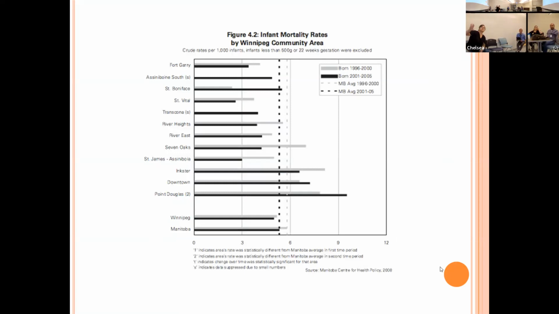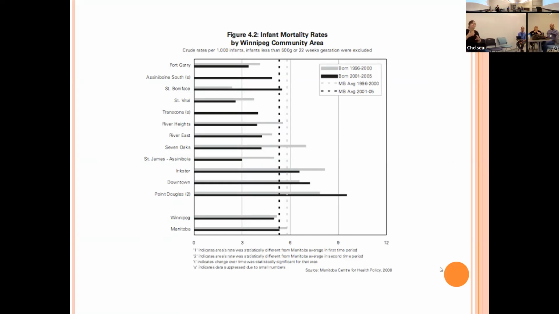And again, this is an older slide because we haven't run this data in a while. This is infant mortality rates, back in 2008, up to 2005. The dark black line is 2001 to 2005. The other thing is, it's not like these rates have changed much.